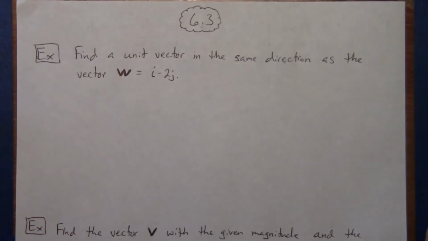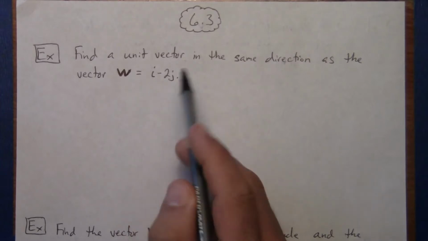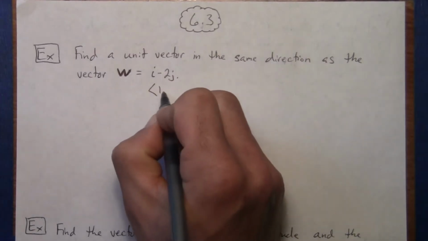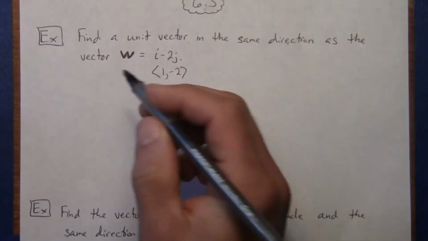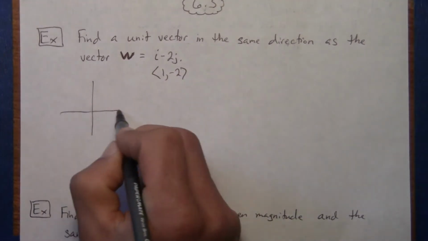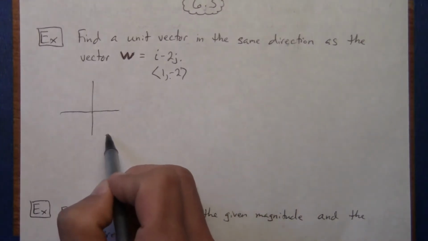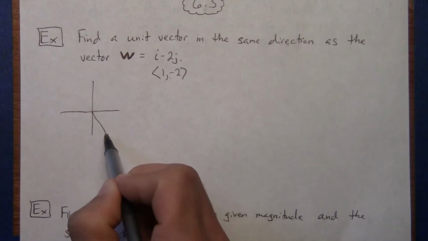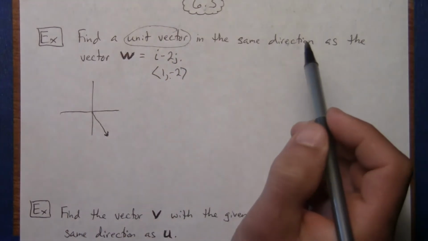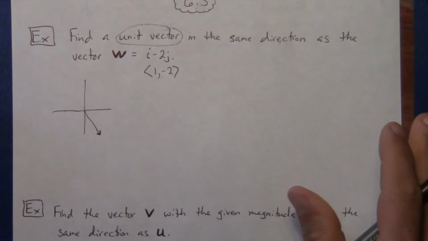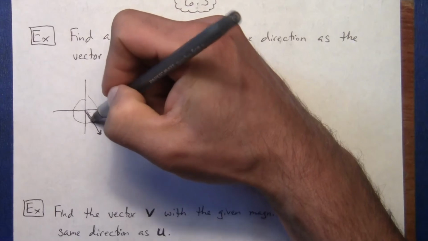Find a unit vector, same direction as the vector w equals i minus 2j, which of course, if you prefer, is just that in component form. I don't need to draw a picture of this, but to show you what we're looking at, if I were graphing that point, it would be 1, negative 2, right about here. This is vector w. Now it says to find the unit vector, which, think unit circle, means it's 1 unit long. So if I drew the little unit circle here, it wants me to find that vector here.